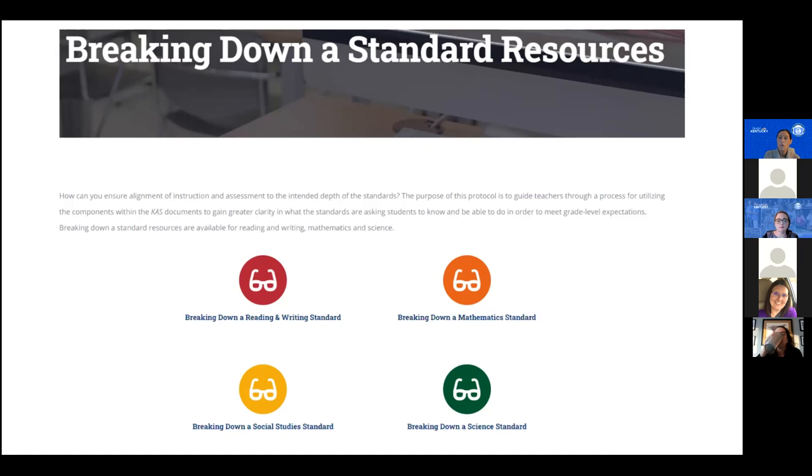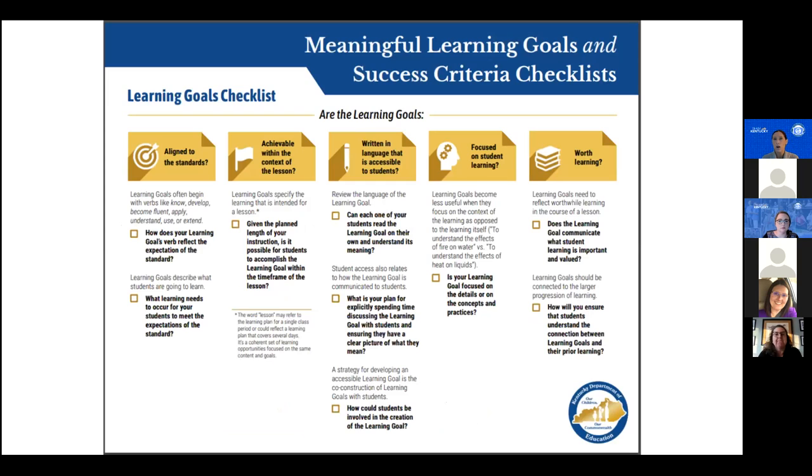The other one we wanted to mention is this year we are, within the Division of Program Standards, doing a lot of work around balanced assessment. And so as a part of that work, we did this in partnership with WestEd. We created a resource called the Meaningful Learning Goals and Success Criteria Checklist. And again, Thomas is putting a link for it in the chat as well. You will see that instead of learning intentions, we use the term goals, but again, it means the same thing.